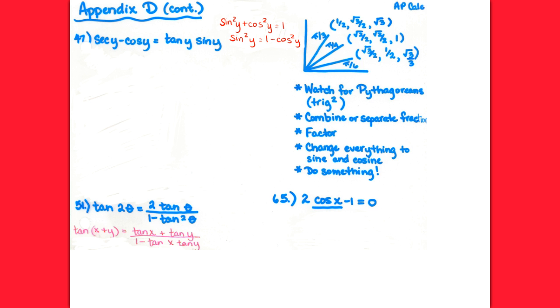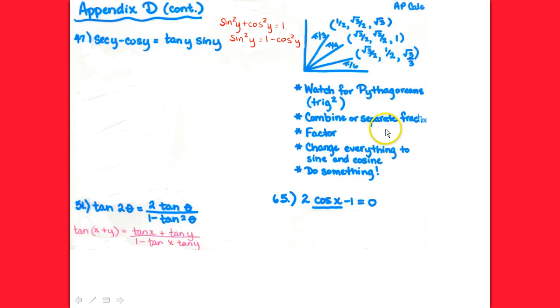So let's start with number 47. For 47, they ask me to verify, let me see, the directions say prove the identity. So prove, verify, along the same thoughts. Last year when we did this, we had some tools or steps that were helpful to us. We said watch for Pythagoreans, and the easy way to recognize those was a trig function squared, or especially a trig function squared and a 1.